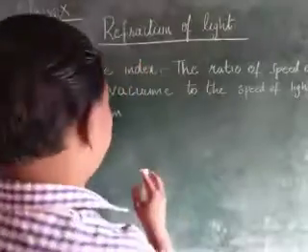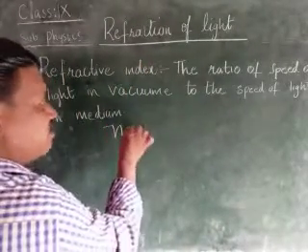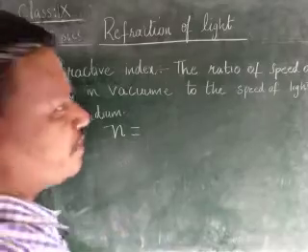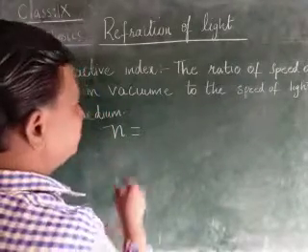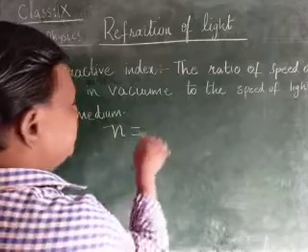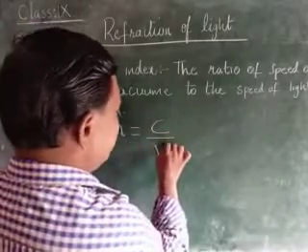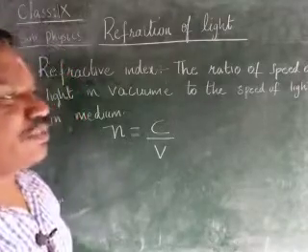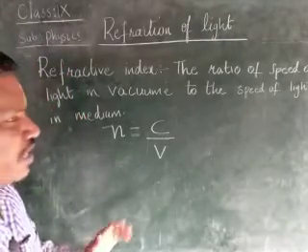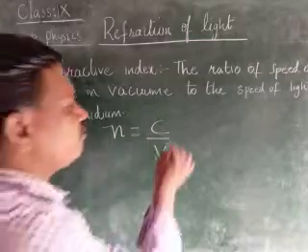Normally we represent the refractive index as n, children. That means we denote the refractive index as n. Normally n is equal to c by v, where c is the speed of the light in vacuum, children. We denote c as the speed of light in vacuum.